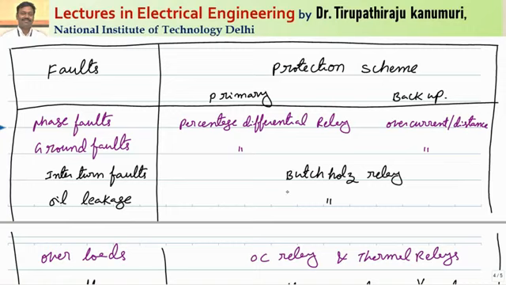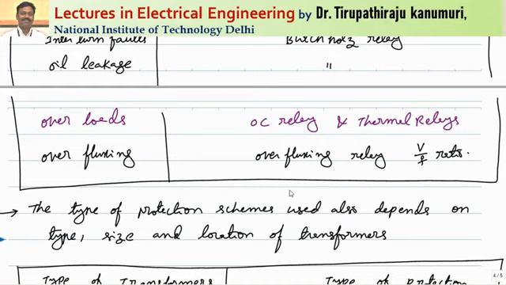So we go for the Buchholz relay. Now coming to the overloads. For detecting the overloads, overcurrent relays or thermal relays are used. And the next problem is overfluxing. In order to protect from overfluxing, a relay which employs a V by F ratio is used.